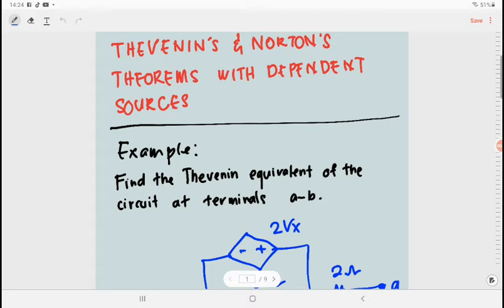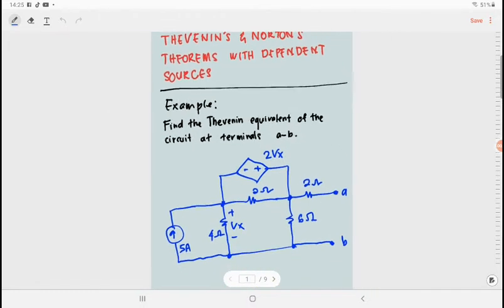So for today's class, we continue with Thevenin and Norton theorem with dependent sources. I already explained the theory about this in a previous lecture. So in order to get the Thevenin or Norton equivalent with dependent sources, you need to introduce either a voltage source or a current source into the circuit. So we go straight away to the example.